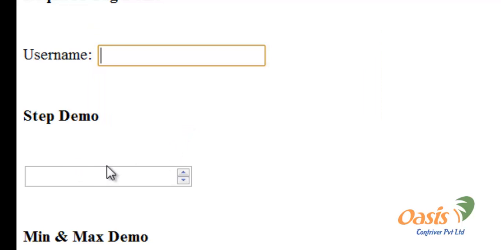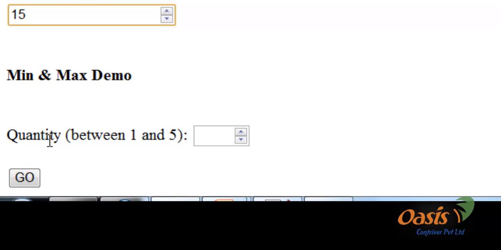Next is the step tag. As we have defined step as 3, it will give us the freedom to input 3, 6, 9 and so on. Last is min and max. The upper bound is 5 and lower bound is 1. So one will be able to input maximum 5 and minimum 1. So that was the practical example of new form attributes in HTML5.